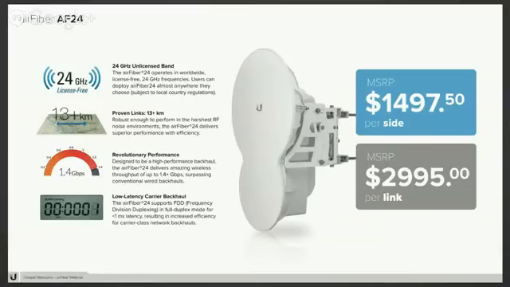AF24 obviously operates in 24 gigahertz, but as a result, because it operates in that spectrum and that frequency, the links are a bit over 13 kilometers. But because of 24 gigahertz, we also get faster speeds at 1.4 gigabits per second. And just like AirFiber 5, it also features less than 1 millisecond latency. It's $1,497.50 per side, or less than $3,000 per link.